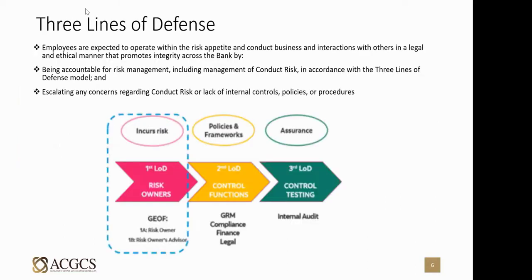Obviously, as the tone from the top comes, there has to be participation from all three lines of business, right? You have your risk owners, control functions, as well as your control testing environment, which is internal audit. And one of the important things to keep in mind is that all the employees must act within the risk appetite that the institution has. And that is extremely important because it promotes integrity, it promotes adherence to conduct risk, to the ethics statement that the institution has.